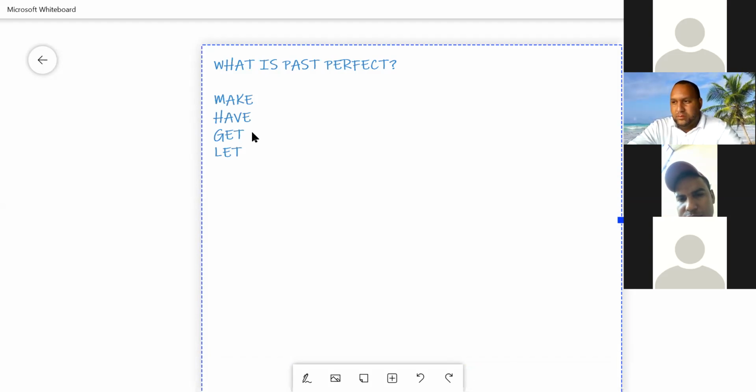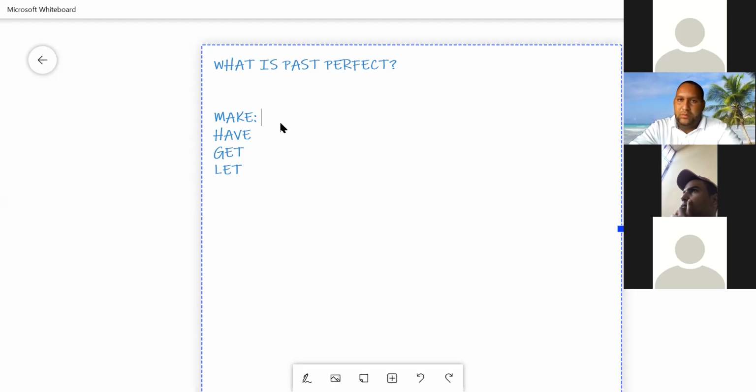Now, whenever you use these ones, you don't have to use the particle to. But let me explain what is the difference when you say, I will make you do it, and I will have you do it, right? So make, what is make? Make is a verb that we use when we force a person to do something in our place. You can force physically or mentally, right?